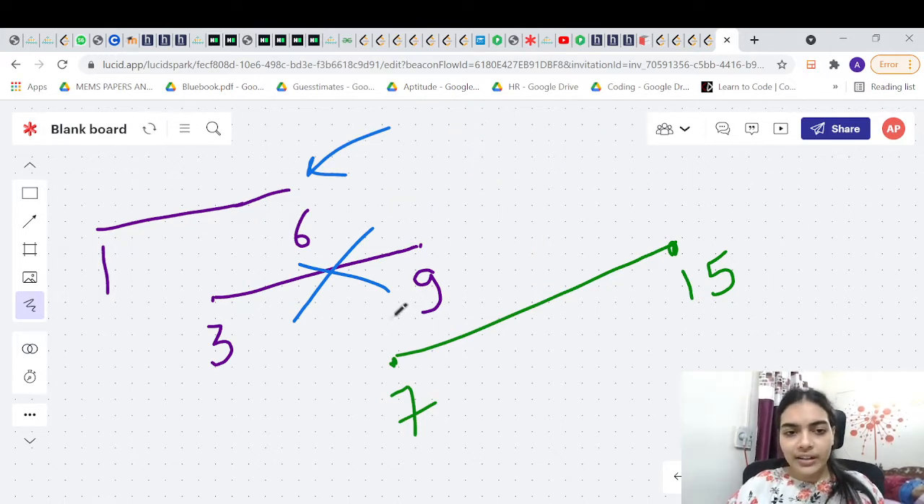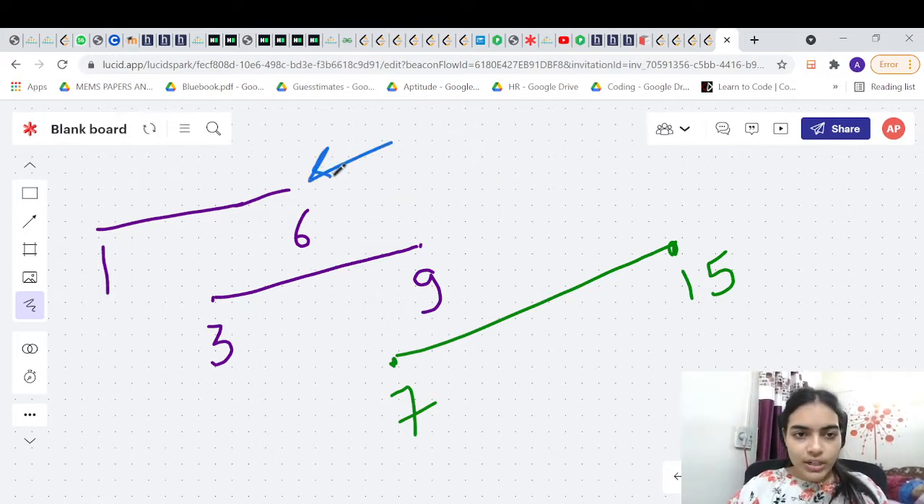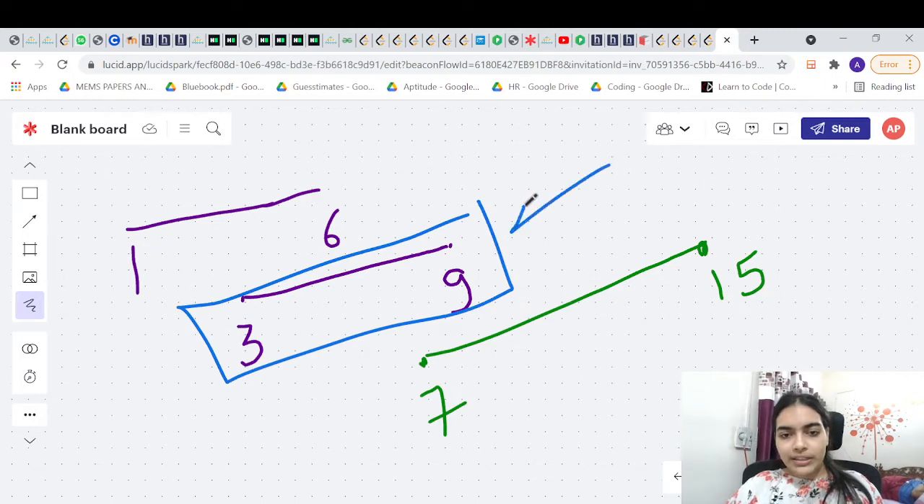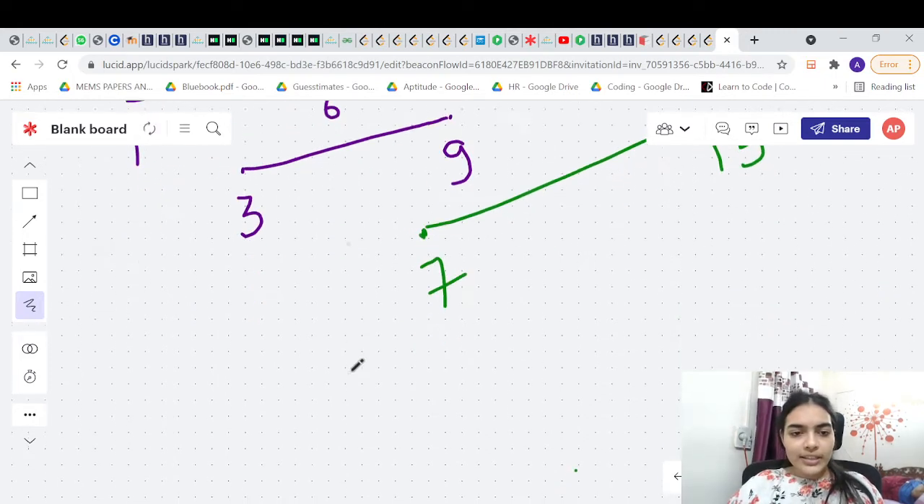So it matters, right? Between these two intervals, it matters which of the intervals you delete. Okay. So you need to delete this interval. Why do you need to delete this interval now?